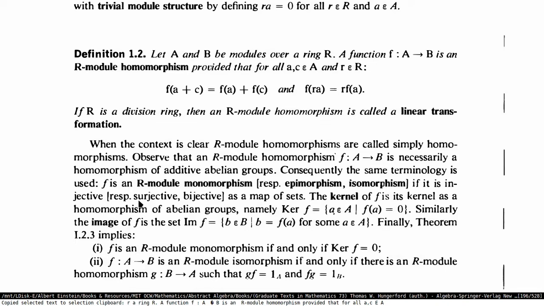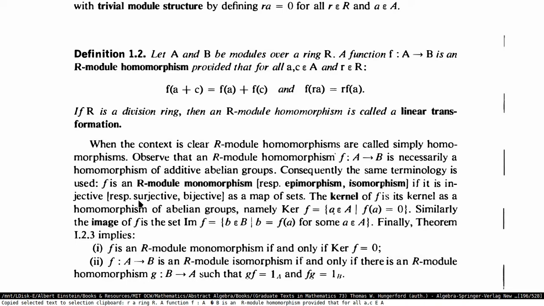So we have not seen monomorphisms and epimorphisms in a long time. F is going to be a monomorphism if it is injective. It's an epimorphism if it's surjective, and an isomorphism if it's bijective, right?